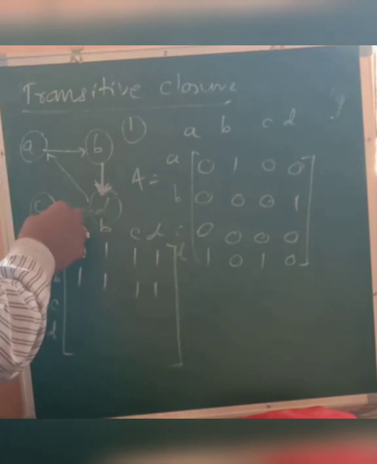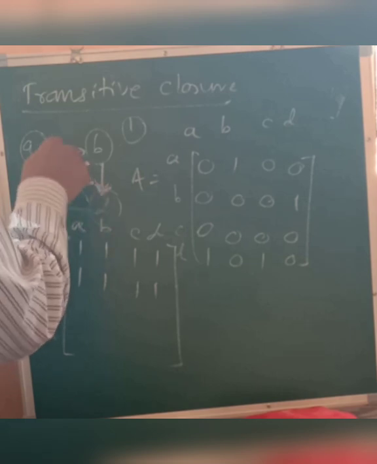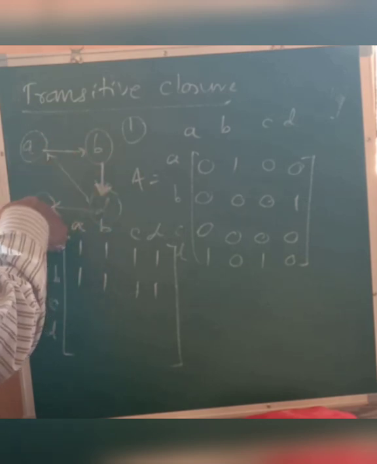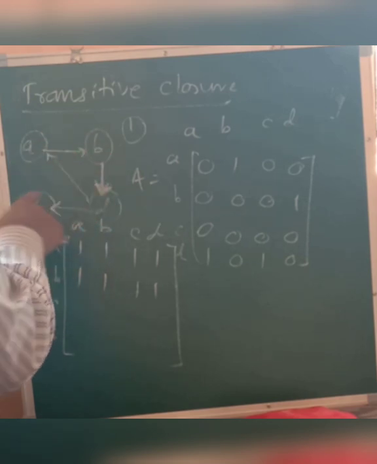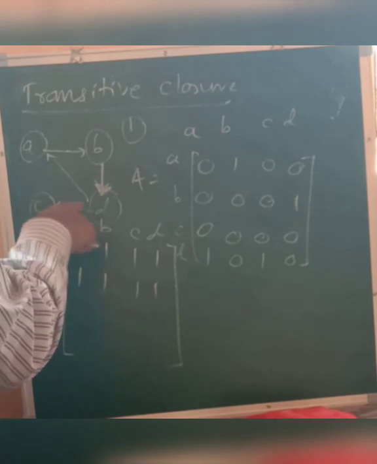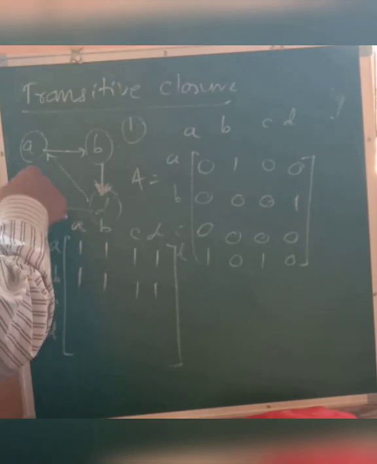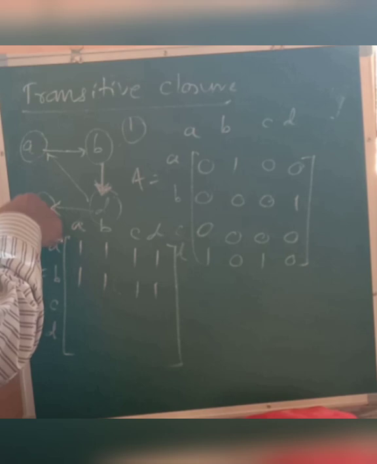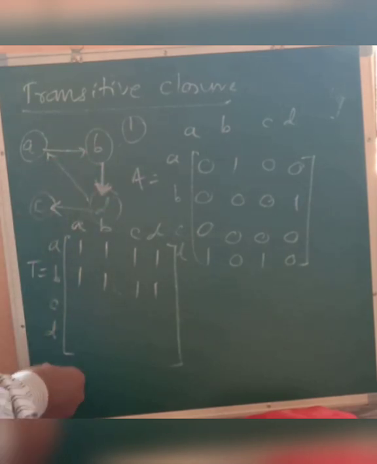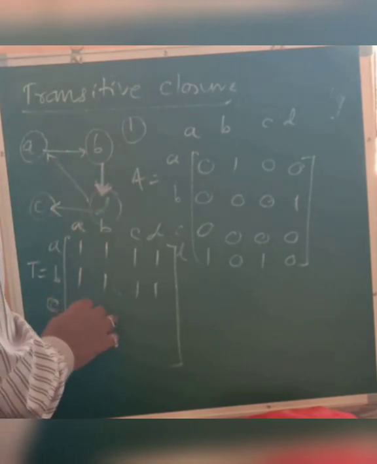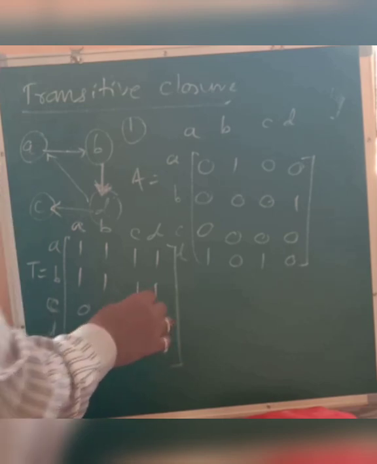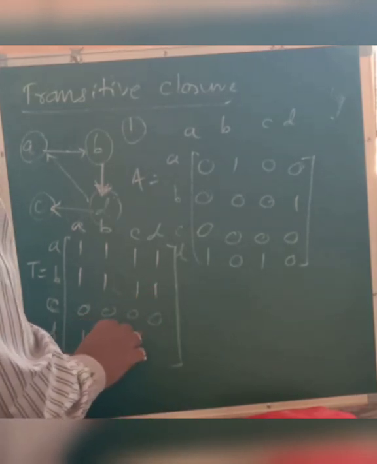C cannot go anywhere, because there is no direction towards any vertices other than C itself. You can see there is no edge going out from C. The only edges are coming in. There is no outgoing edge. That's why we can say that the row for C is 0, 0, 0, and 0. And then 1, 1, 1, 1, 1, 1.